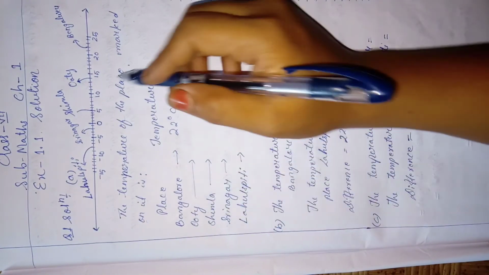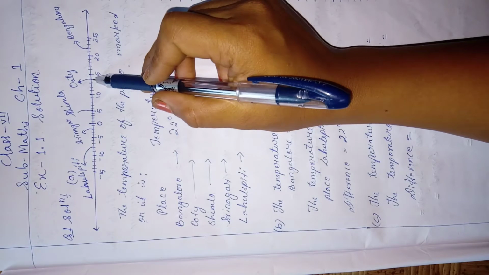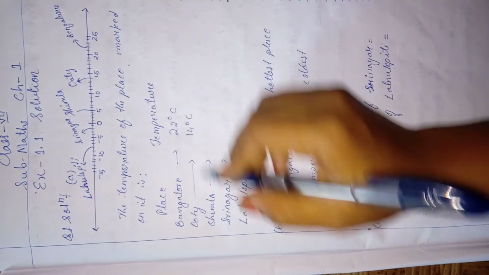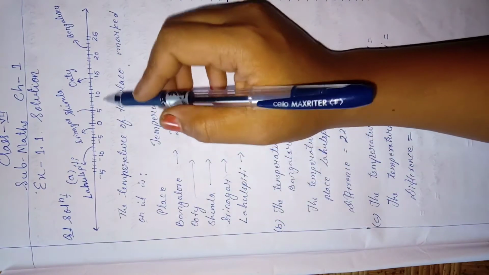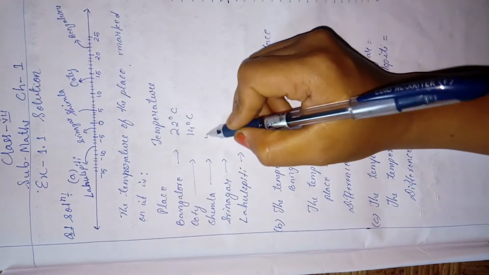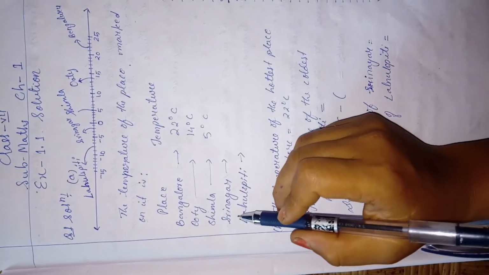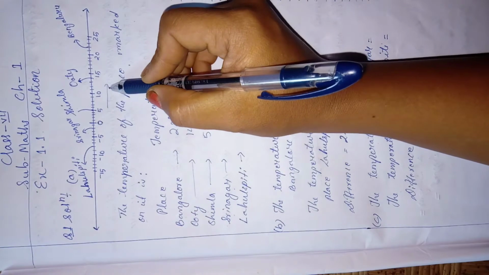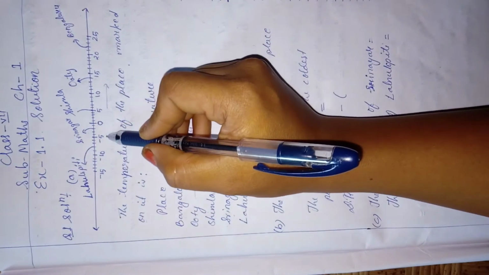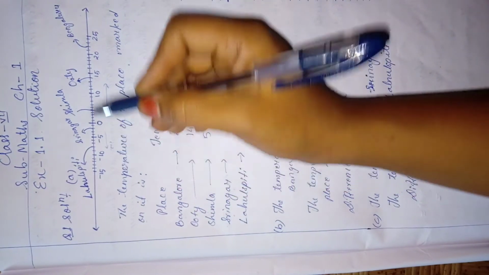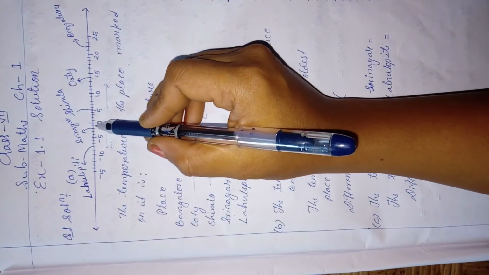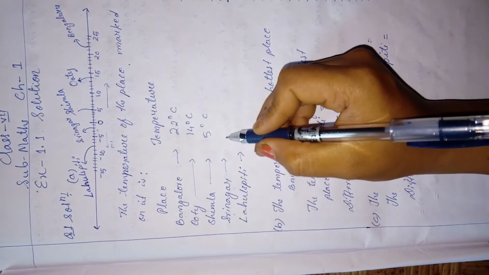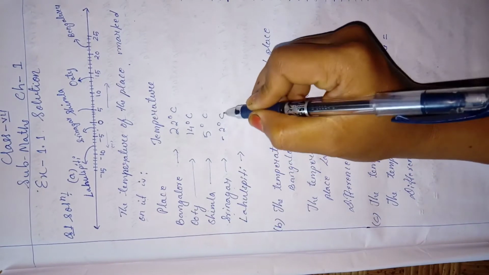And now for Ooty you can see here 15, then before 15 what will be here, 14 degree Celsius. In the same way for Shimla, you can see Shimla is marked for 5 degree Celsius. Now for Srinagar, you can see this is 0. So everybody knows this side will be your positive integers and from 0 this side will be your negative integers. So this is 0, then this will be -1 and next -2. So for Srinagar the temperature is -2 degree Celsius.